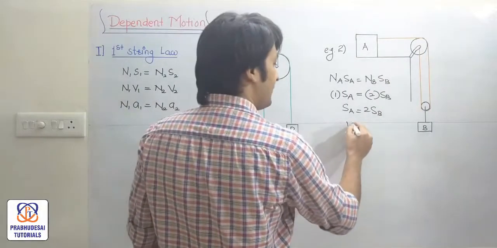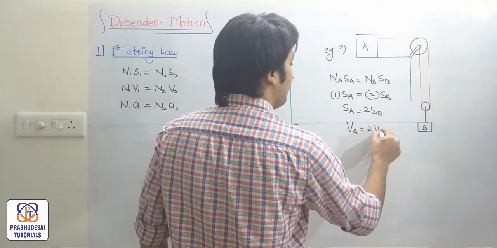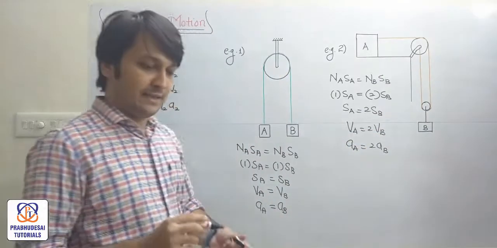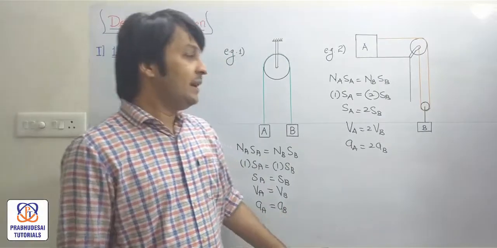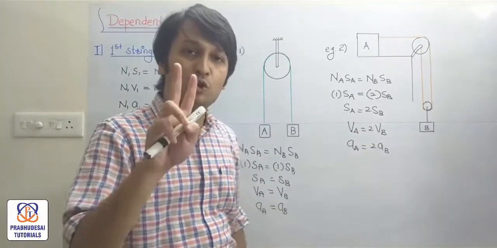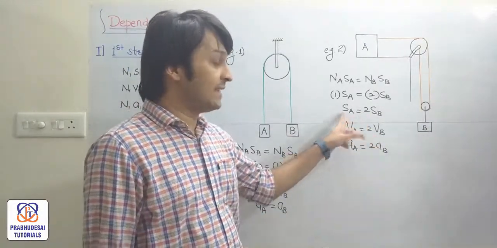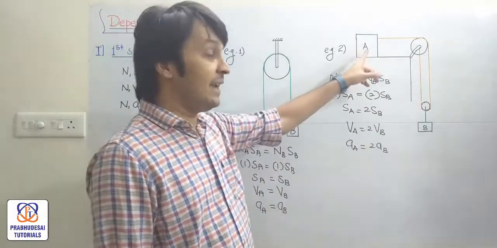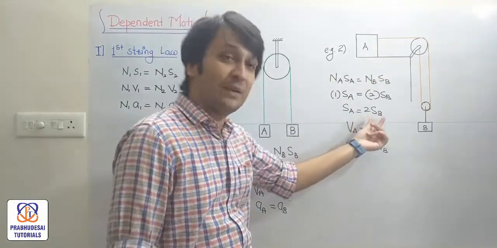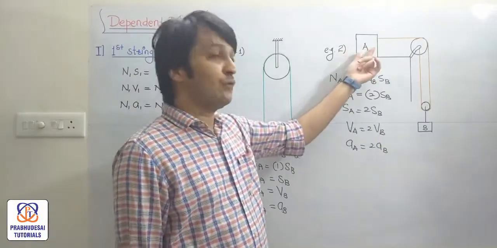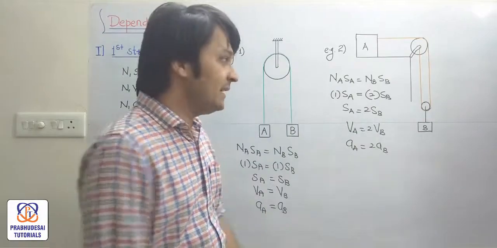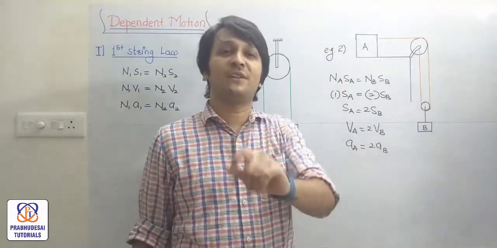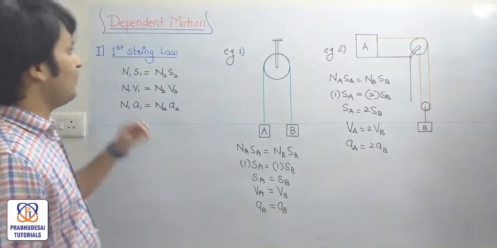Now if I take derivative, it will be VA is equal to 2 VB and then AA is equal to 2 AB. Correct? And now check this quickly and carefully. What if block B is covering 2 meter distance? Then 2 into 2, SA will be 4. That means if block B is moving by 2 meter distance, SA for the same time will move by 4 meter. Likewise, if block A is moving by 5 meter per second velocity, then it will be 5 upon 2, 2.5. So VB will be 2.5 meter per second. And that's the concept of first string law.